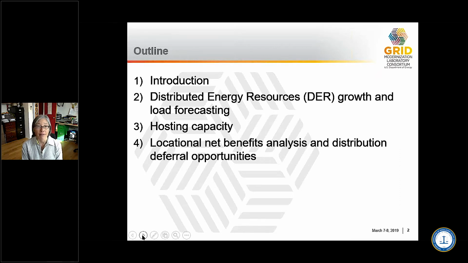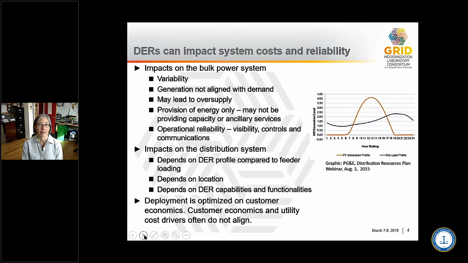So all this stuff is really new, it's evolving, we're still comparing methods and benchmarking. So things haven't completely settled out yet. We're still feeling our way through these processes. So Carrie, if you go to the next slide, and actually the next slide after that, as you know, DERs can impact system cost and reliability.